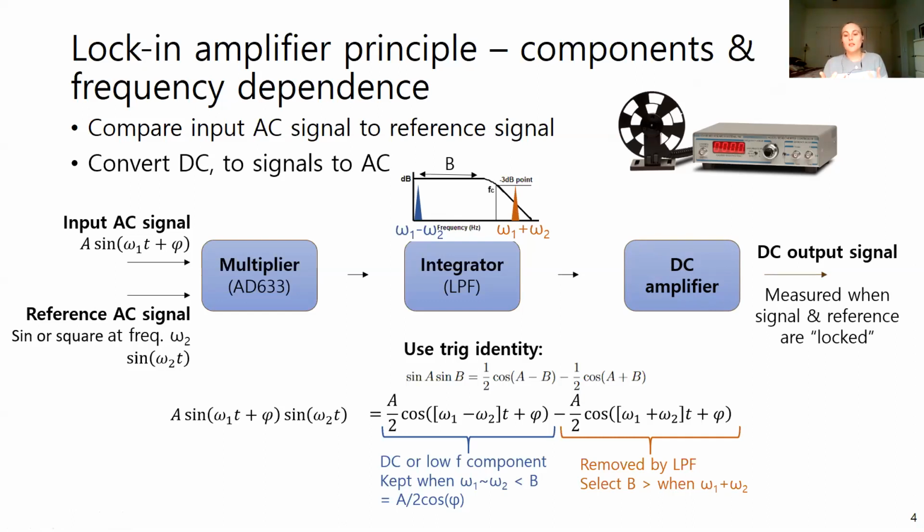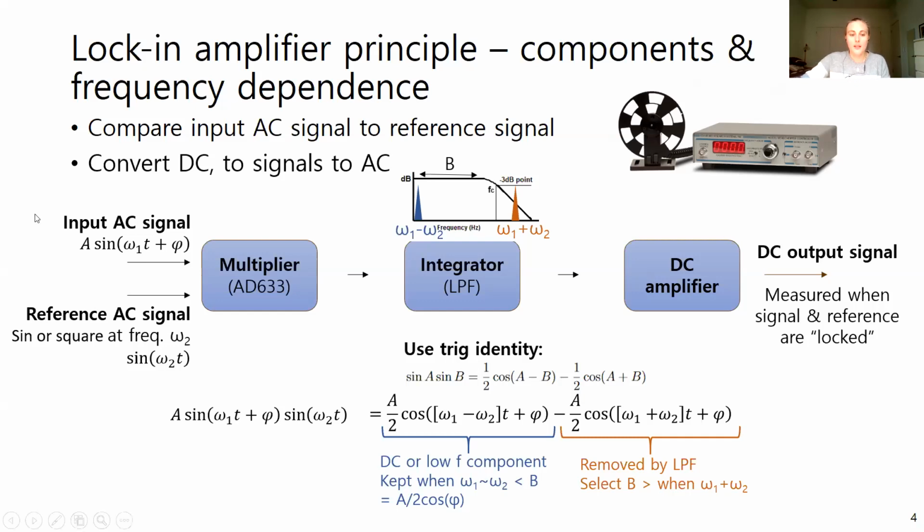And you only get a DC output when you select your integrator appropriately and when these signals are locked in together. So their frequencies are matching, their phases are matching, you get a DC output. So that's where the terminology of locked or lock-in comes from. So any questions here of the different components that are in the lock-in?